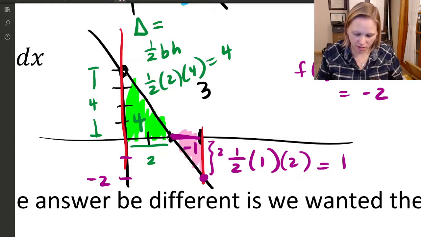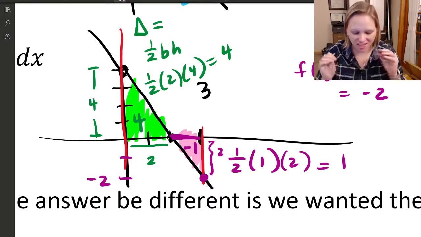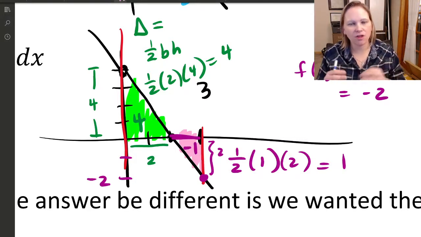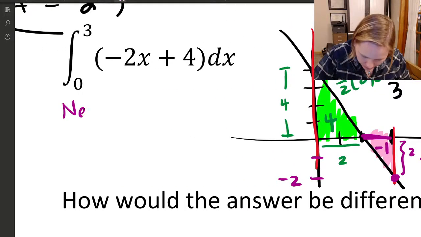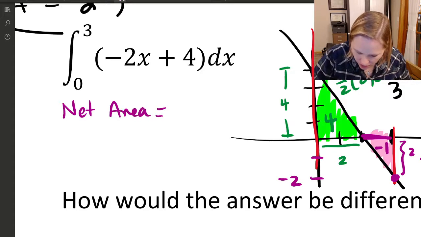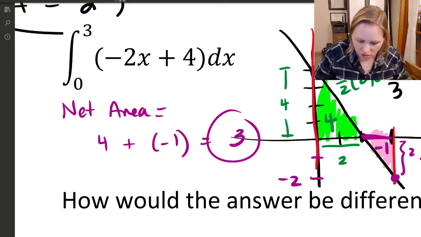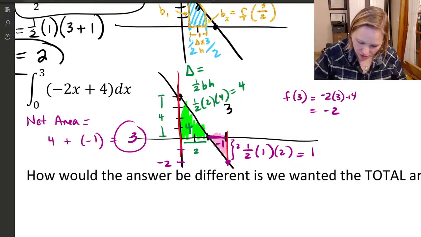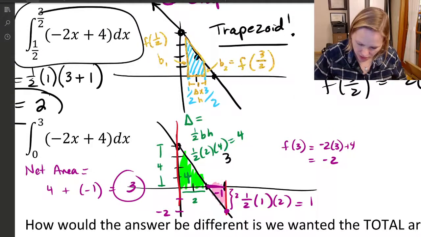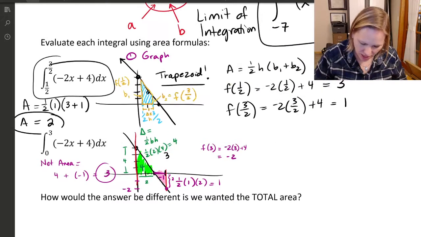So 4 and negative 1 mean that the total area, I guess not the total area, that's the wrong word, the net area is the appropriate way to describe this. The net area adds together positives and negatives, and when we combine that, the net area is 4 plus negative 1, or 3. So this integral works out to be 3. That's how we evaluate the integral. We find the area under the curve. Anything that is below the x-axis, we treat as a negative area, so we can add them together.